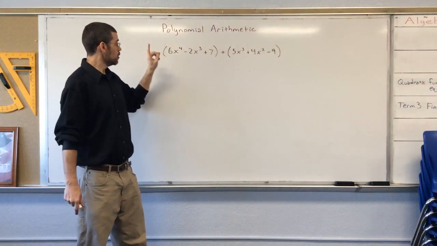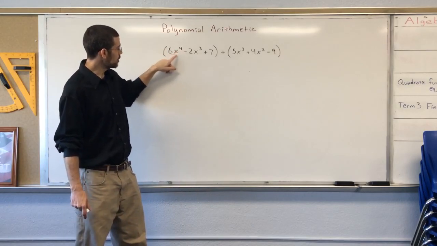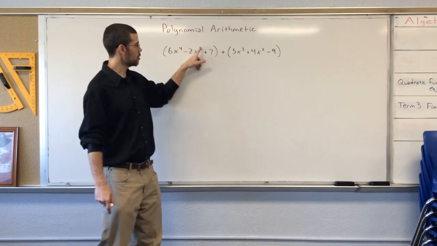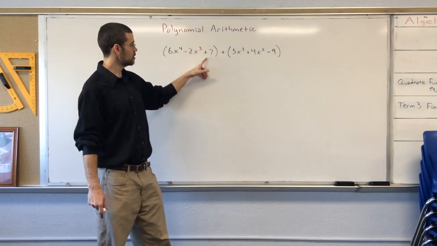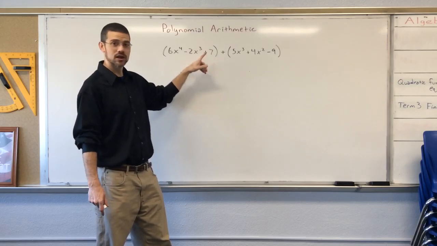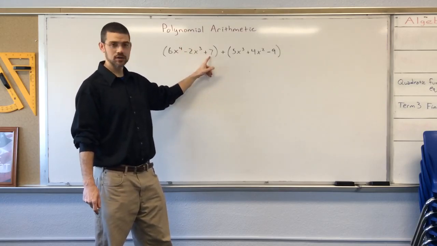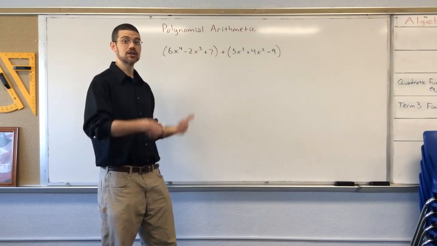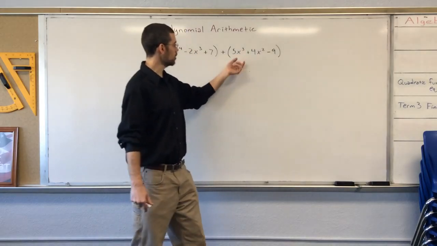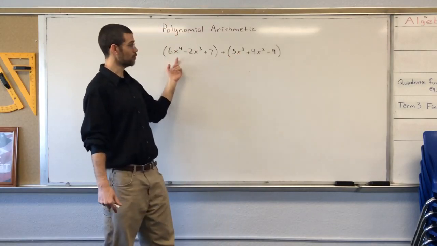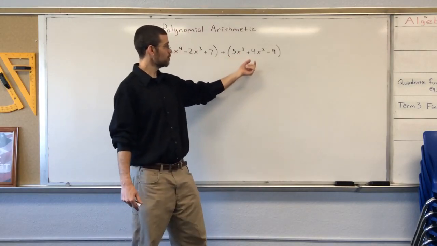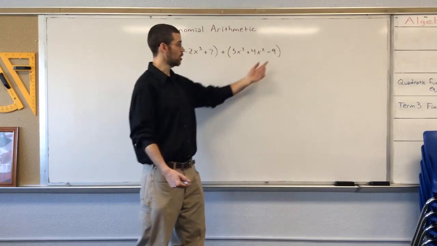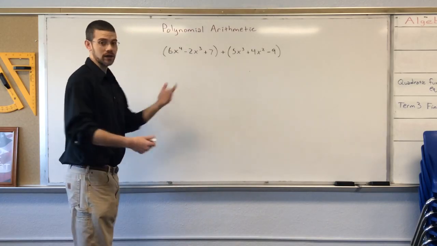Now, notice that in this trinomial we've got x to the fourth for one of our terms, x to the third. We have no x squareds, we have no x to the first, and we have one constant, which is 7, which could be considered 7 times x to the 0. Then this trinomial has an x to the third, but it has no x to the fourth. It has an x squared, it doesn't have an x to the first, and it does have an x to the 0, or a whole, -9 in this case.